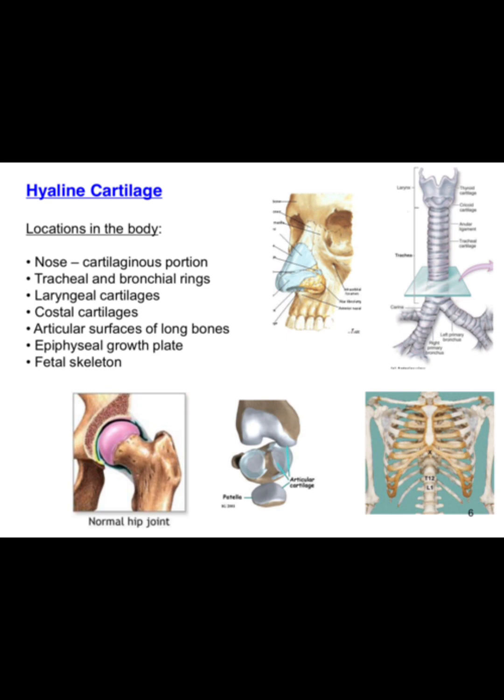We have the hyaline cartilage, and this type of cartilage helps your bones move smoothly across each other on its joints. And then the locations of this in your body are in your nose, the tracheal and bronchial rings, laryngeal cartilage, costal cartilage, articular surfaces of long bones, epiphyseal growth plate, and the fetal skeleton.